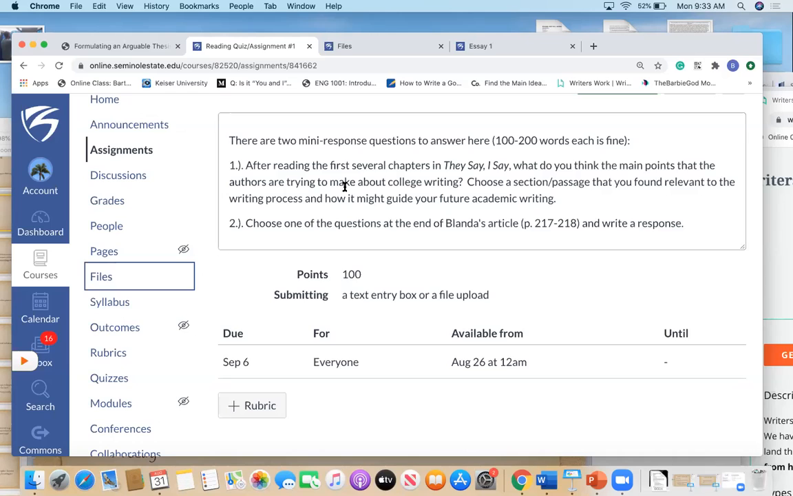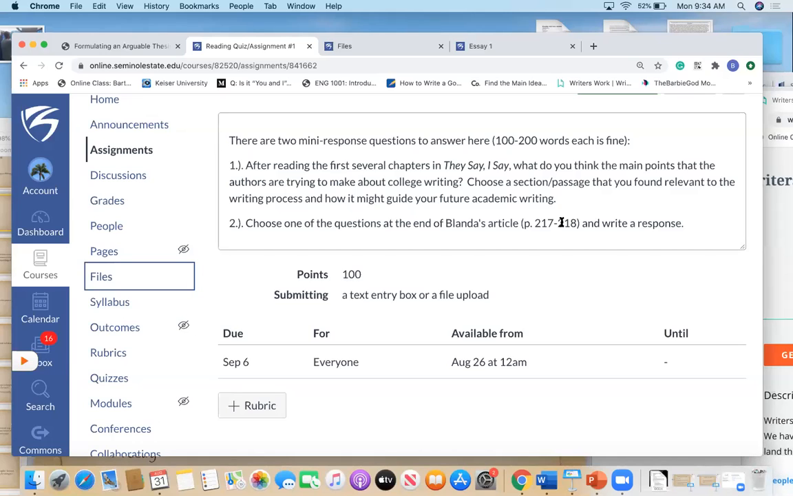Some of the things they talk about in this textbook, you can even write about how they brought up a point and this is something you've always done incorrectly in the past. That's fine as well. And then you're going to read an article from Blanda. The article starts a few pages before 217, but the questions are on 217 and 218. Just pick one of those questions and write a response to that.